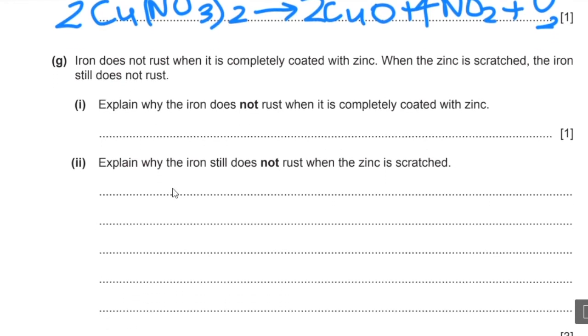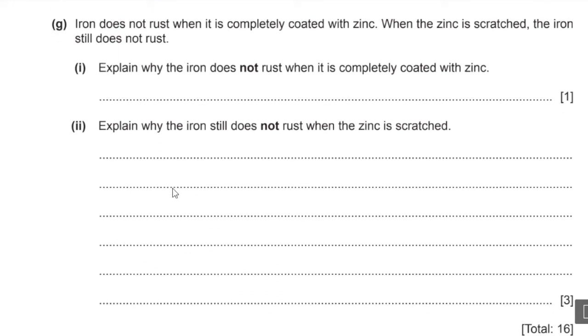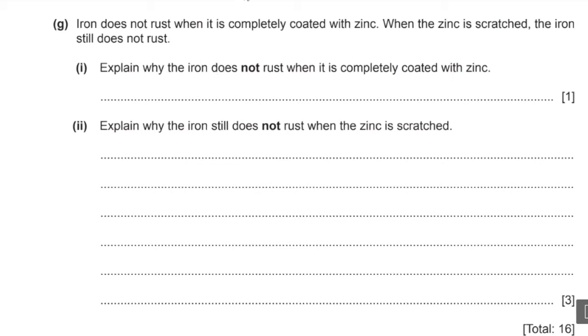Iron does not rust when it is completely coated with zinc. When the zinc is scratched, the iron still does not rust. One, explain why the iron does not rust when it is completely coated with zinc. So zinc acts as a barrier, prevents contact between iron with oxygen and water, which would have formed rust.